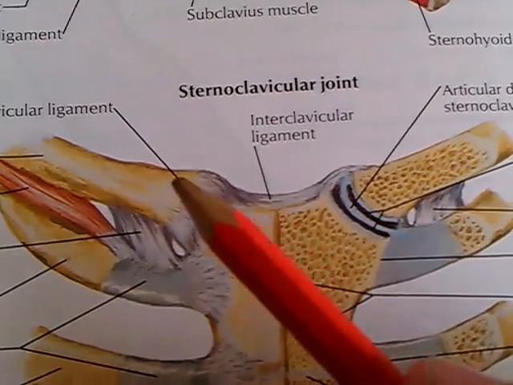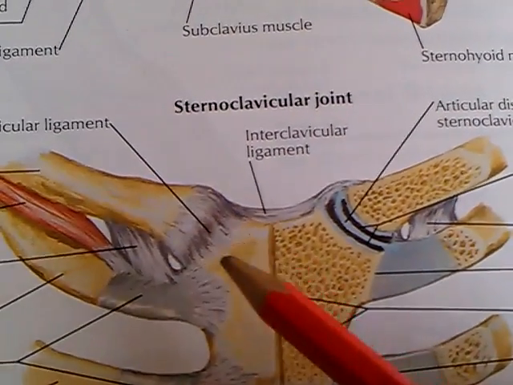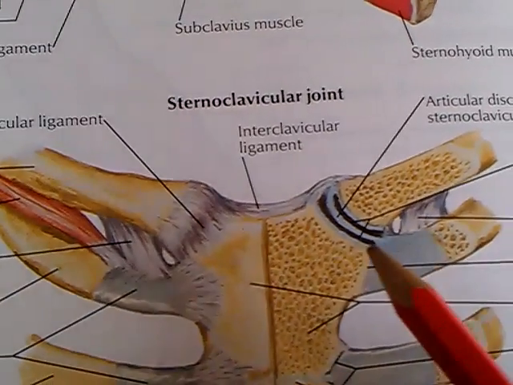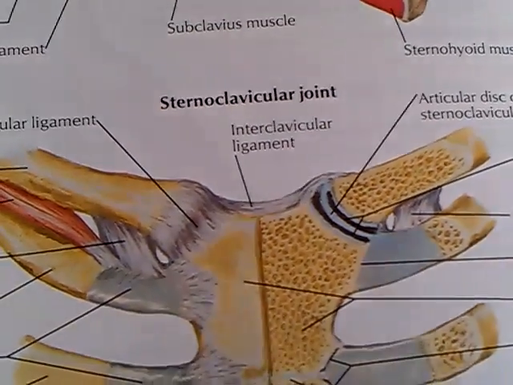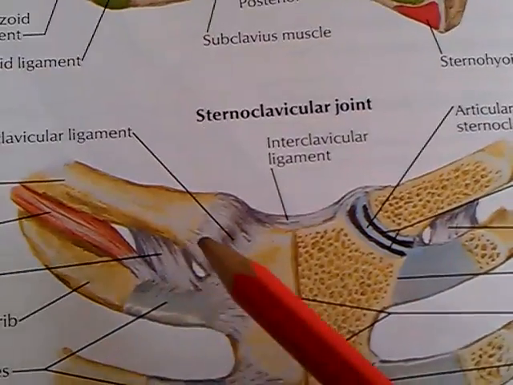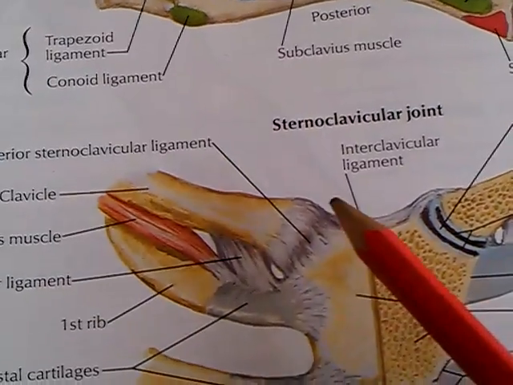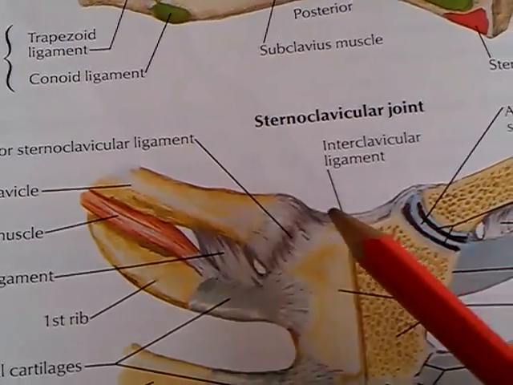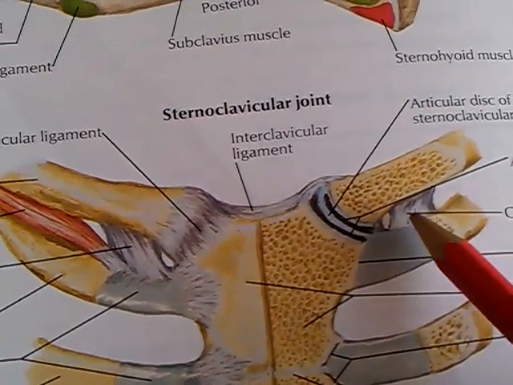The articular capsule is attached to the end margins of the articular surfaces, and there is an articular disc that separates the synovial cavity, articular cavity. You have an anterior sternoclavicular ligament, interclavicular ligament, and costoclavicular ligament.